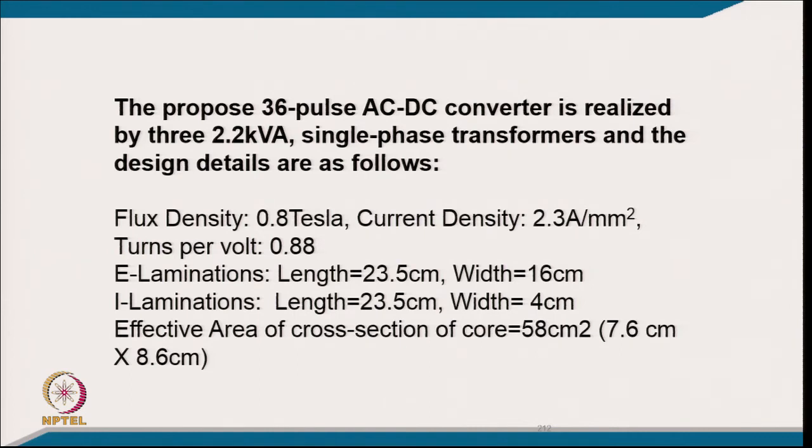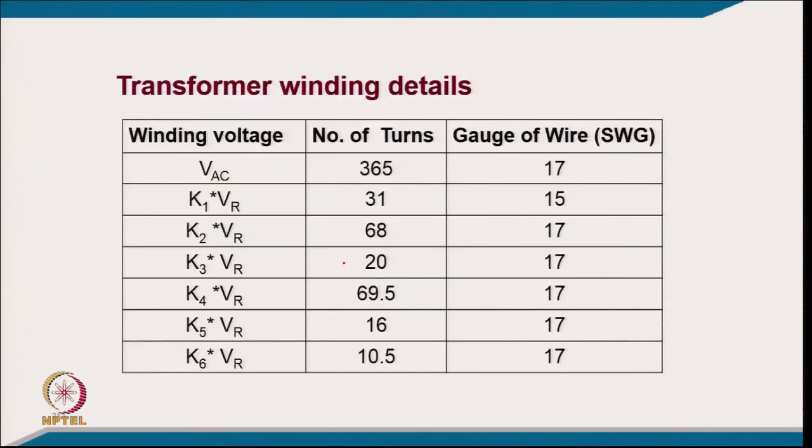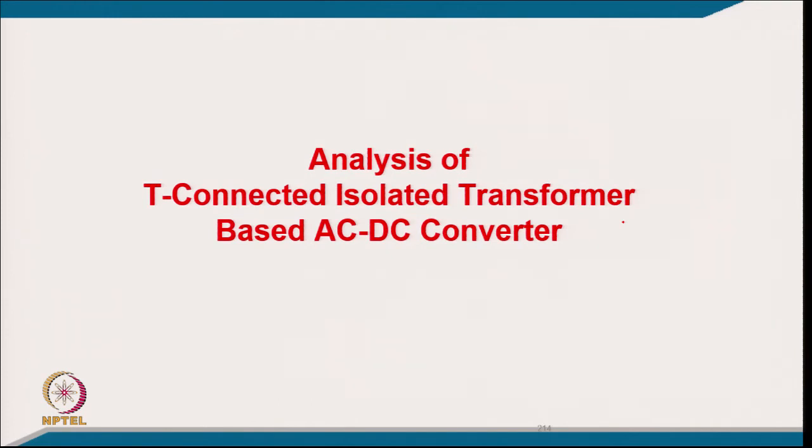Here, the proposed 36 pulse converter is fed by 2.2 kVA single phase transformers, and the details are given here. These are designed with the current density and flux density, and the turns per phase were simply given to the manufacturer. These are the turns designed from constants, and the wire gauge corresponds to that much current.